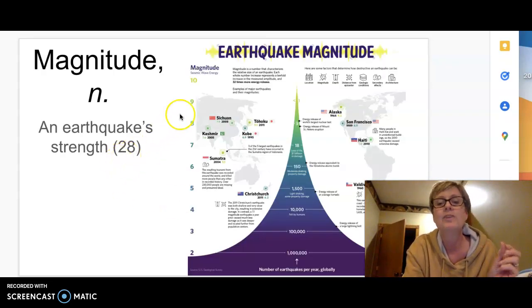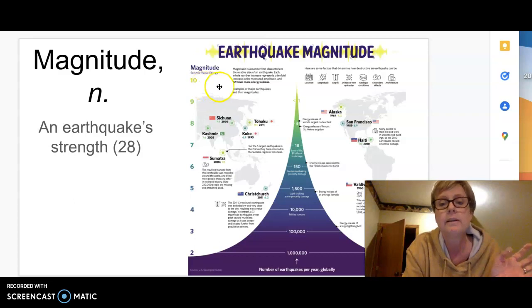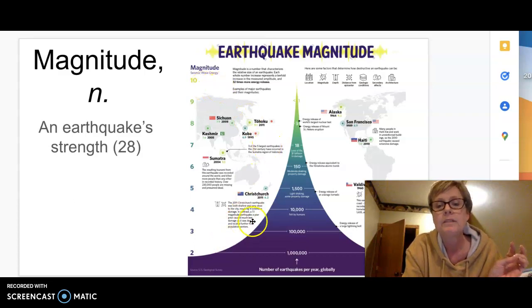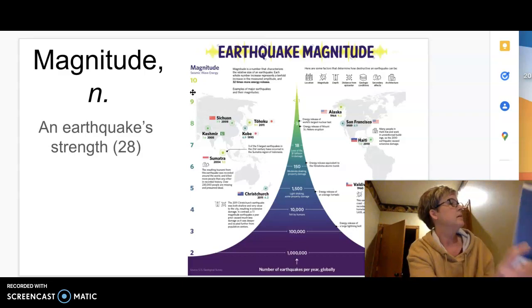Magnitude, and that is a noun, and that is the earthquake's strength. And I thought this was interesting because it shows you number of earthquakes per year and then the strength, 10. And this is, I guess, the maximum. And so it shows you different ones from around the world and their different strengths. That's on page 28.